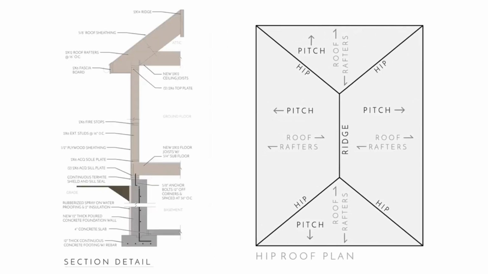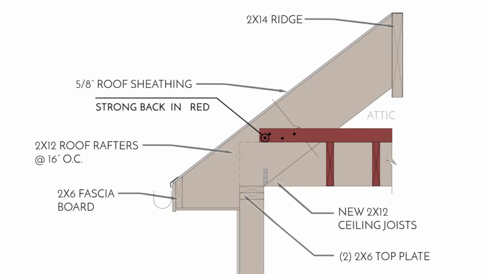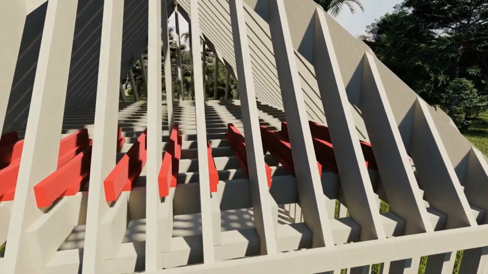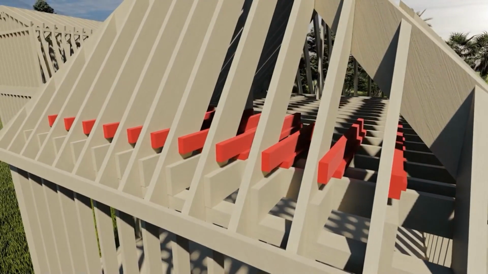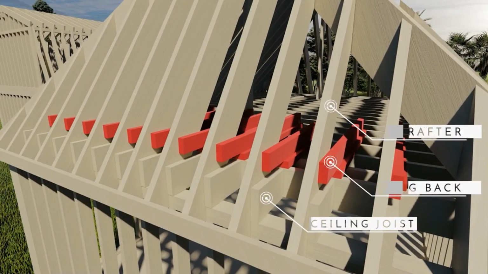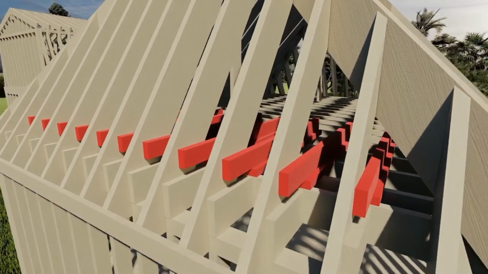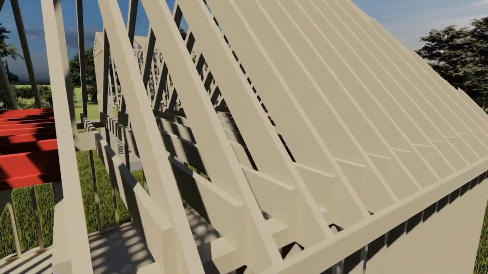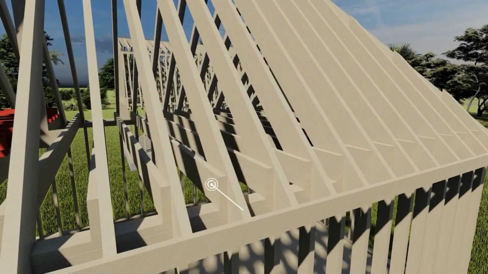Okay, so again, looking at the section detail for a hip roof, it's very similar to a gable. The only difference is that when the ceiling joists are running the opposite way from the roof rafters, there's something called a strong back, which is attached from the ceiling joist to the rafter. And this happens in this situation here where the ceiling joists are running the opposite way from the roof rafters. This is just to secure the ceiling system to the roof system. This makes everything much stronger. Here you can see on this side that the ceiling joists can be easily connected to the rafters and there's no issue.